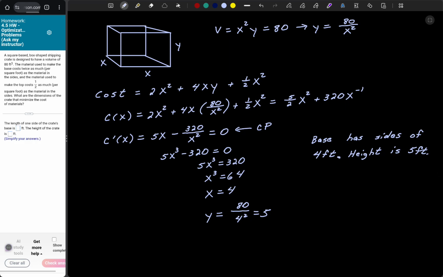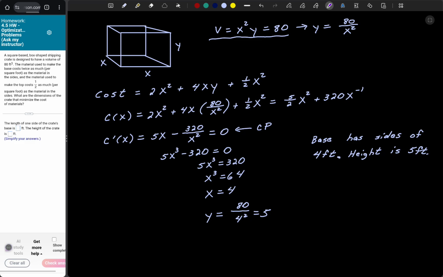So now I created my volume equation here, set it equal to 80, since that was the volume mandated in the problem. That enables you to solve for y in terms of x. We can say y is just going to be 80 divided by x squared. That's going to be helpful to get our cost function just in terms of x.